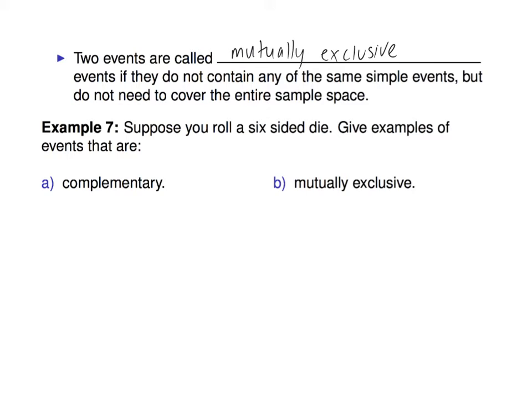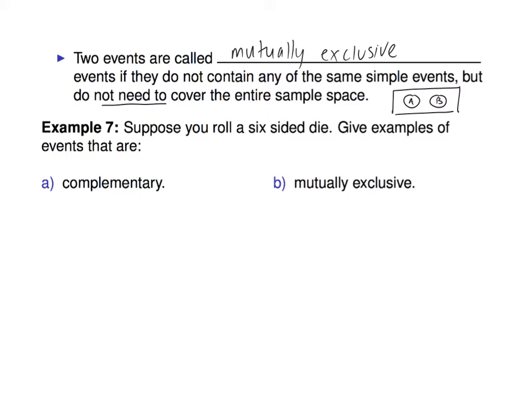So they do not contain any of the same simple events, but they do not need to cover the entire sample space. So for my Venn diagram, here's my event A, there's my event B. They have nothing in common, but they don't make up the whole sample space, which is the box. They do not need to, but it's okay if they still do.